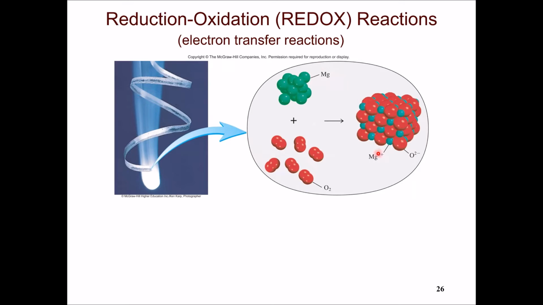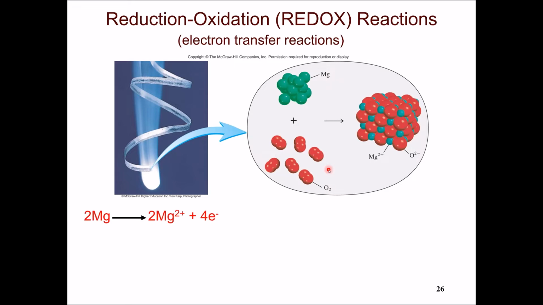That means it lost 2 electrons. And on the other hand, oxygen is going to change from zero charge or zero oxidation state in the molecule to a 2- oxidation state in the compound, which means it gained 2 electrons. So what happened is that 2 electrons were lost from magnesium and gained or transferred to oxygen.